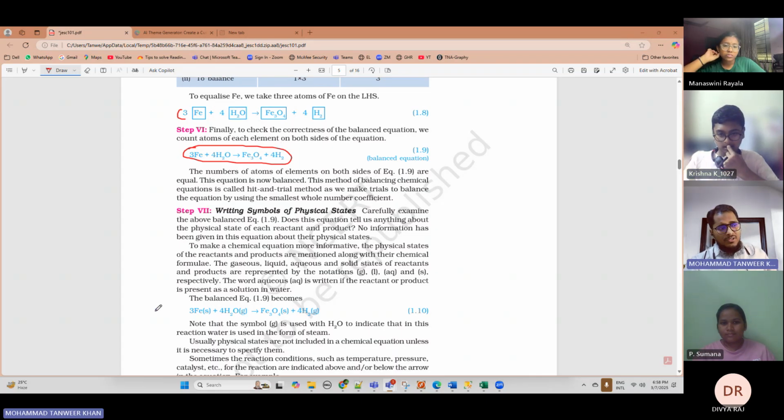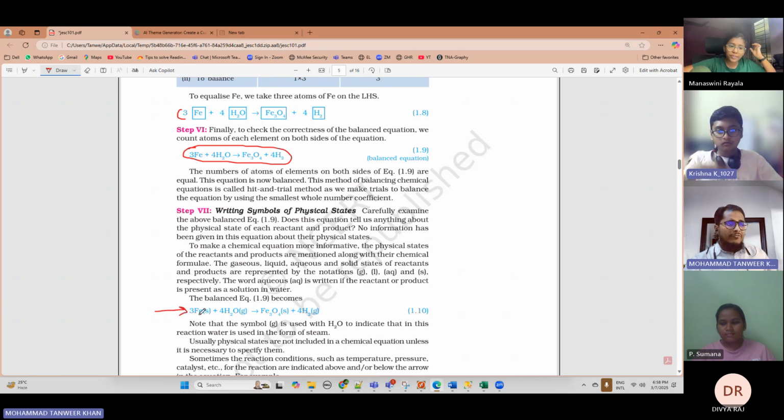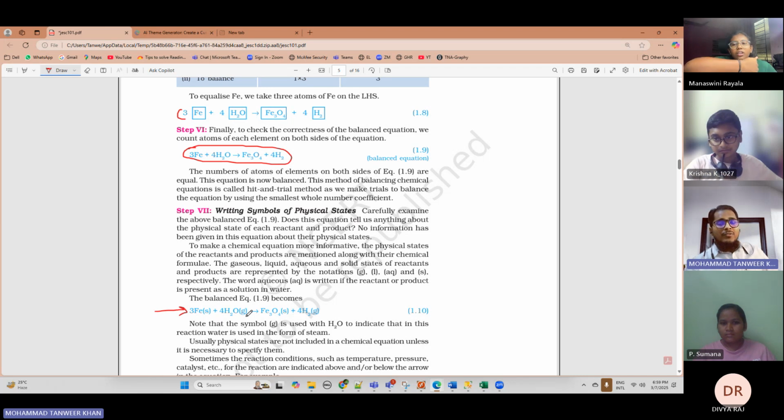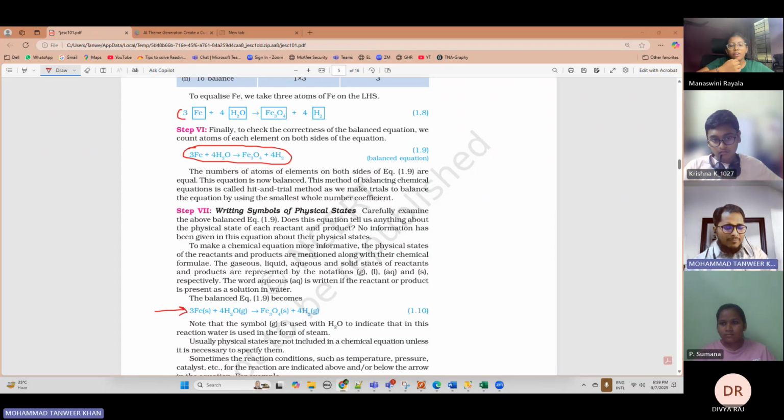Now, if you see this one, what we are trying to do here, after Fe, what we have written? Solid. S means solid. And then H2O, I have written G. G means it is in gaseous form. But H2O is water and it's liquid in form. What about steam? Water gets converted into steam, no? When heated, it becomes gas, right? Got it?